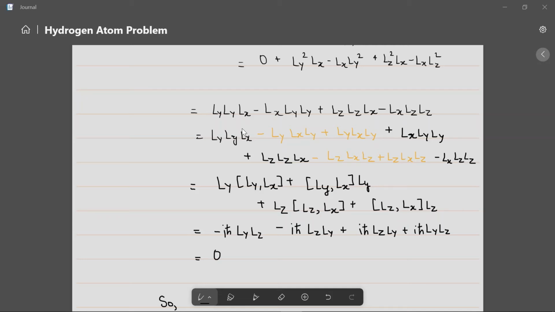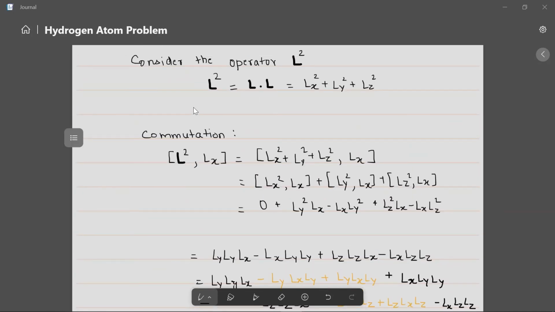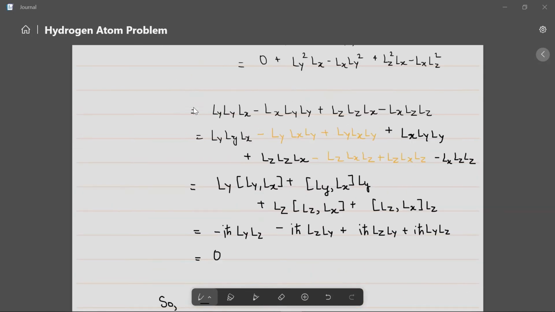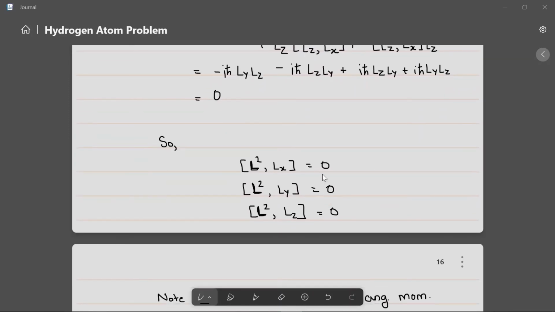We know that Ly Lz, because we just saw they commute and give us minus I h cut, this will commute and give us minus I h cut, this will give plus I h cut, and this will give plus I h cut, right? And these all cancel and give out to be just 0. Okay, so the commutation of L square with Lx comes out to be 0. Similarly, you can do for Ly and Lz, and what you'll see is that L square commutes with all three of them, meaning they are simultaneously measurable.